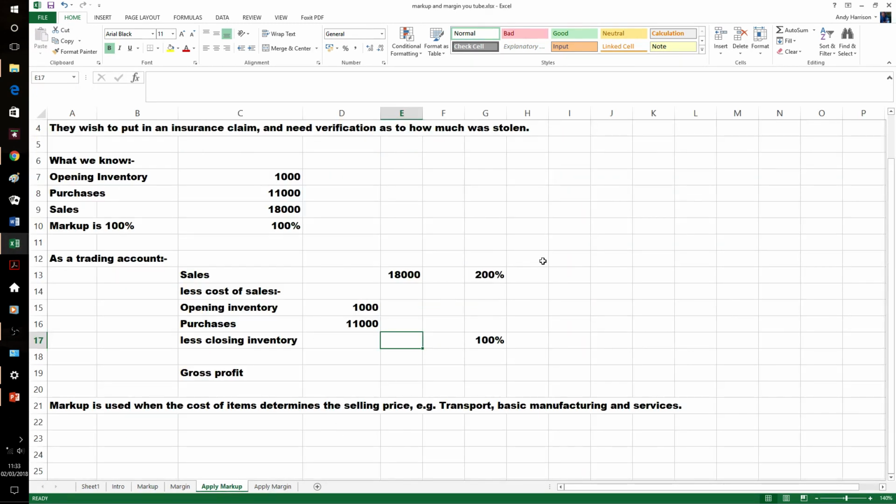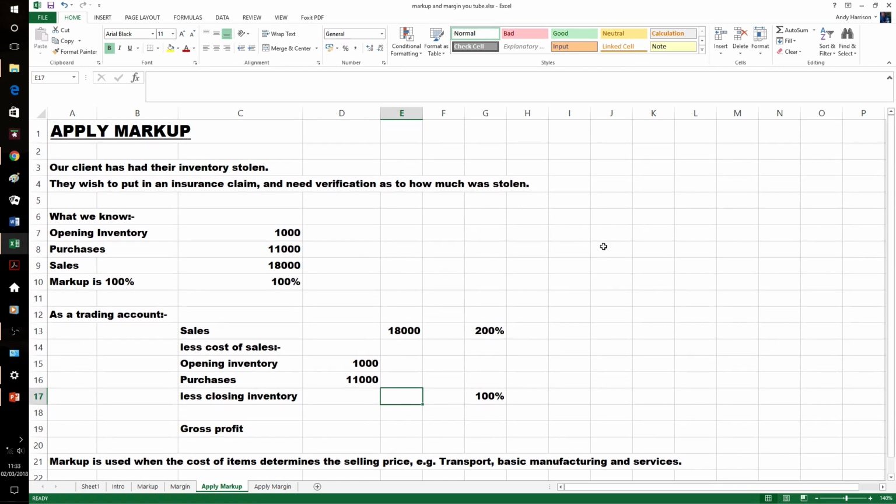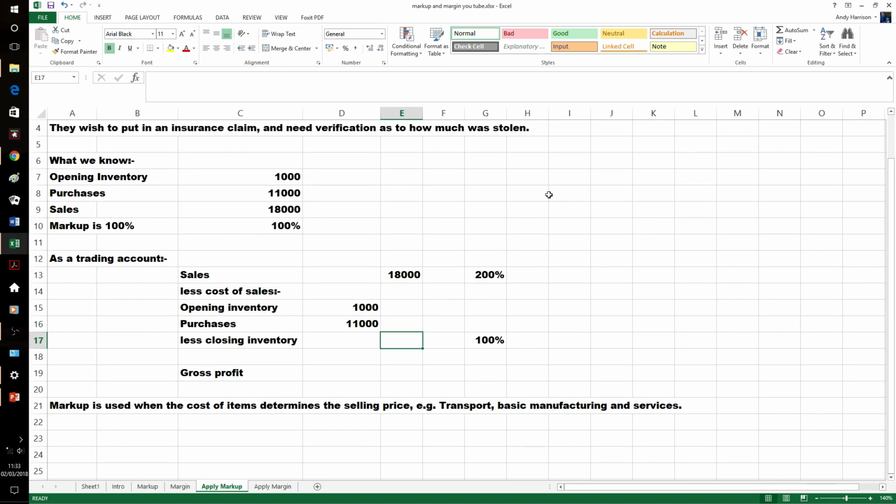So now we've got a client and they've had their inventory stolen. They need to put an insurance claim in. We don't know how much was stolen. We need to verify it. We need to prove it in good accounting practice. So what we do know then, we know their opening inventory because that's in last year's accounts. The purchases are in this year's accounts, and the sales, they know the sales to date. It was the inventory stolen, not the computer system or the till. And they use a markup, maybe an average markup calculated on last year's or the year before's accounts of 100%.